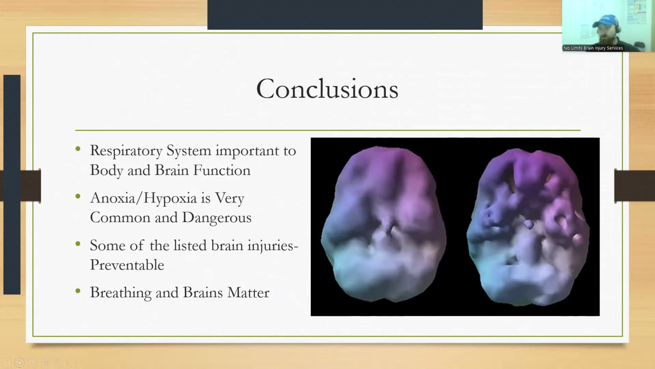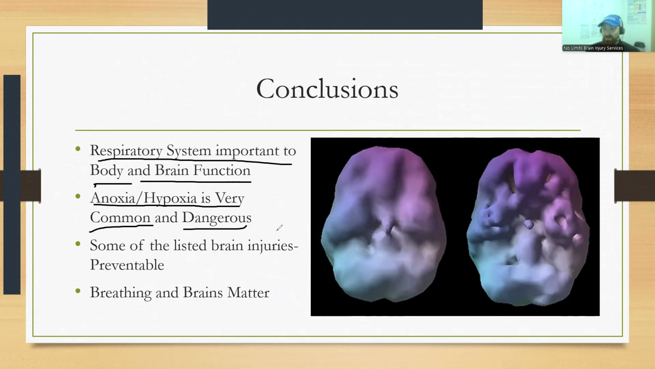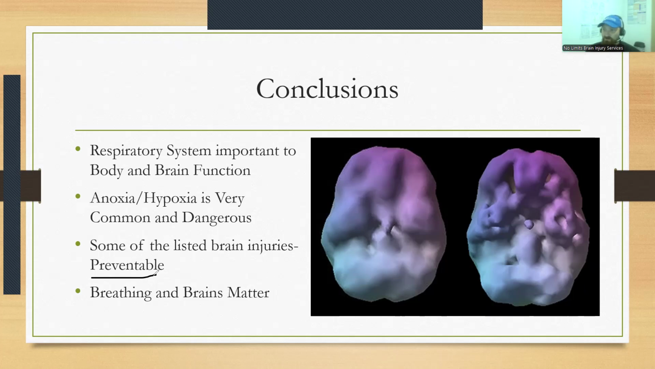So, what does this lead me to conclude as a brain injury case manager? Well, the respiratory system is important to the body, but also to brain function. Anoxia and hypoxia, as you saw in that list, those were some very common things. And yes, they're all very dangerous. They're dangerous to your brain, and they're dangerous to the rest of your body as well. Some of those things are, in fact, very preventable. I think we should do an entire video on how to prevent some brain injuries. I think that would be a net good if we were able to prevent brain injuries. Not saying that I don't want to work with people with brain injuries. I think we should prevent them as we go. But breathing and brains matter.